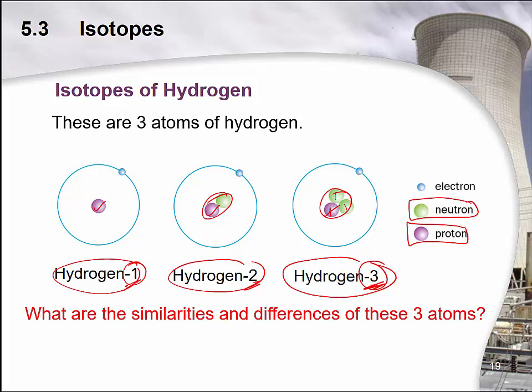So what are similarities and differences between these three atoms? To recap, hydrogen 1 has only one proton. Hydrogen 2 has one proton and one neutron. Hydrogen 3 has one proton and two neutrons. So that's the differences between them. And of course, similarity is that they all have only one proton each, but they have different number of neutrons. Similarity is same number of protons, and the difference is different number of neutrons.